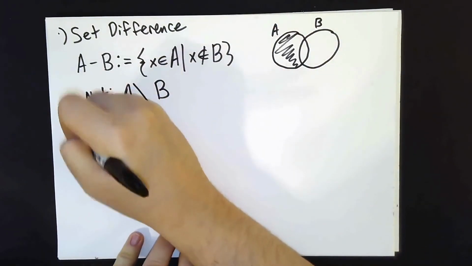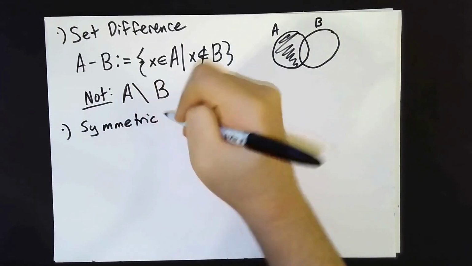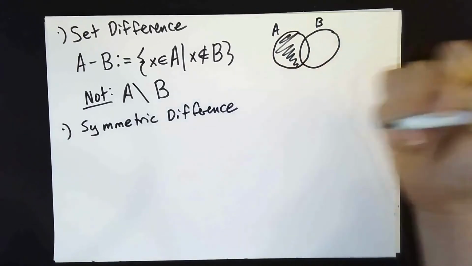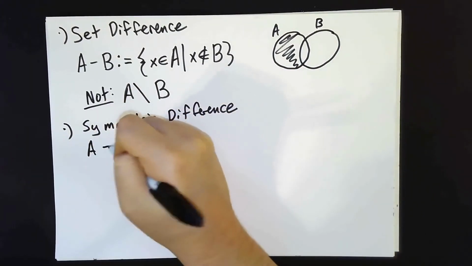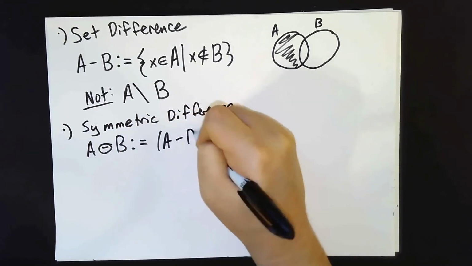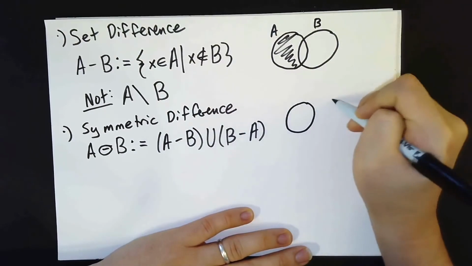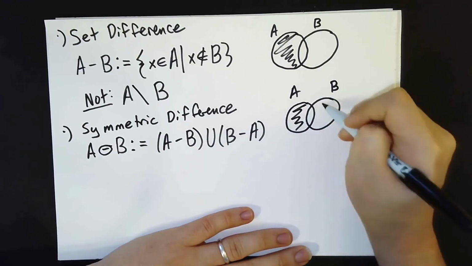This isn't one that we'll use often, but I will note that especially in computer science, you will often encounter the symmetric difference. And so the symmetric difference, which gets denoted a bunch of different ways, but here's one of them. This is, by definition, A minus B union B minus A. So this would look, in our example, like this.